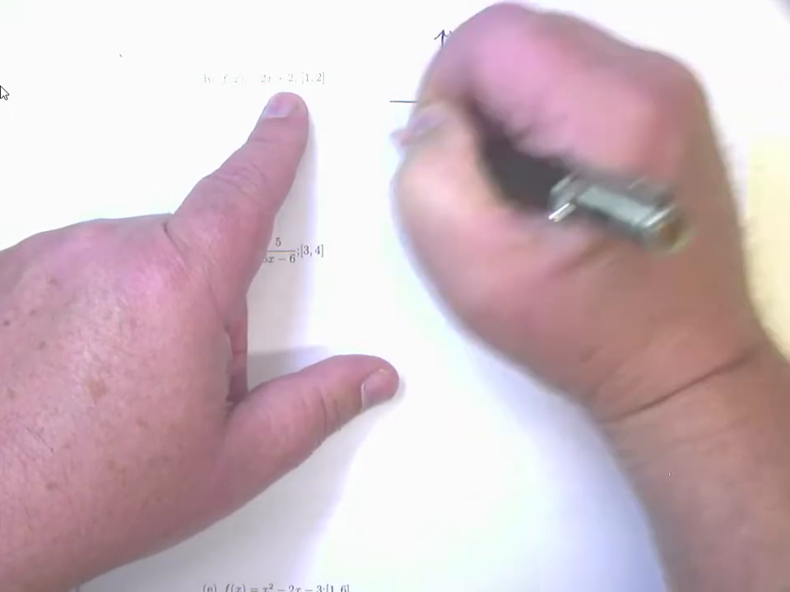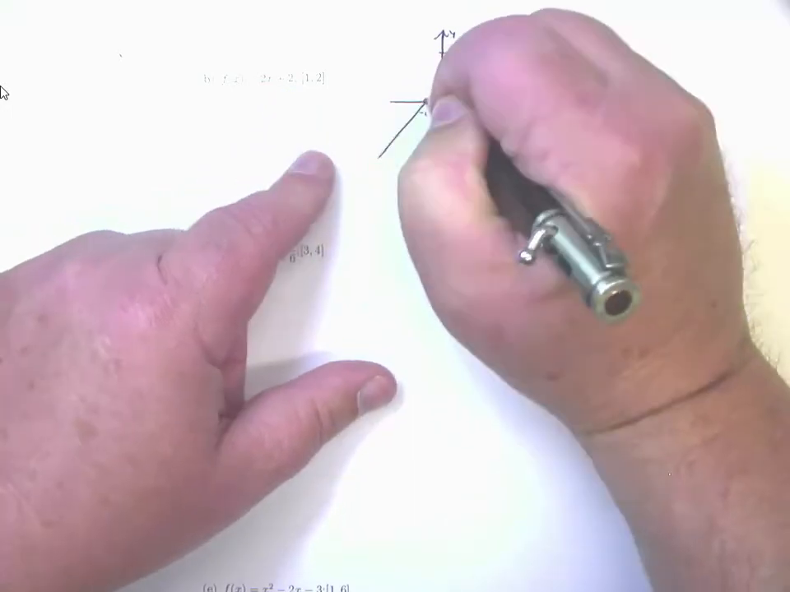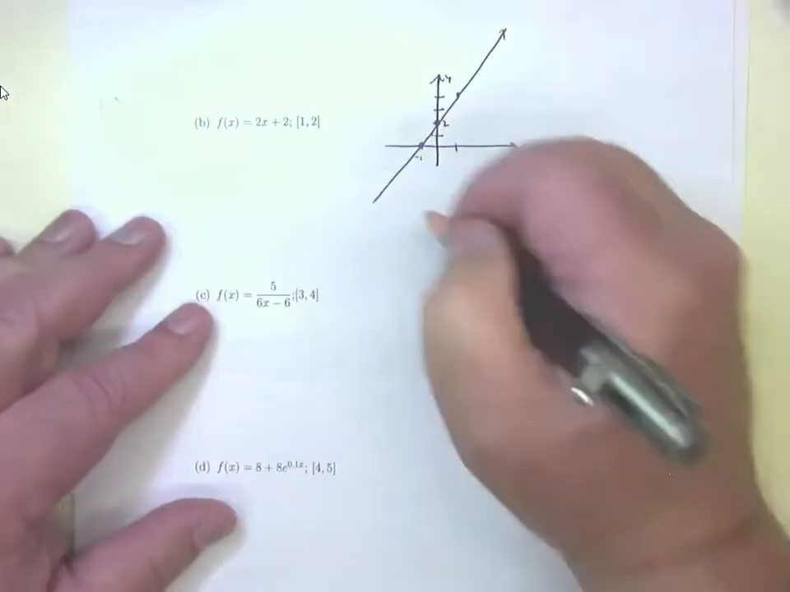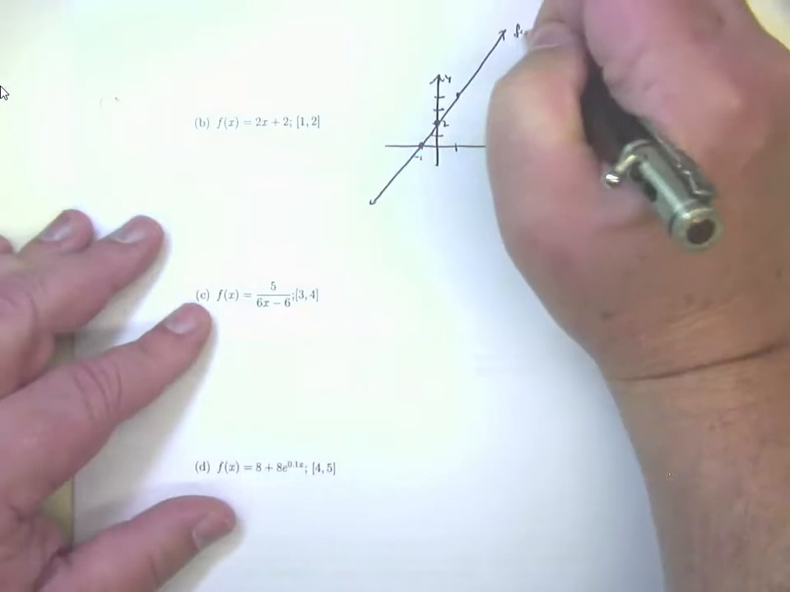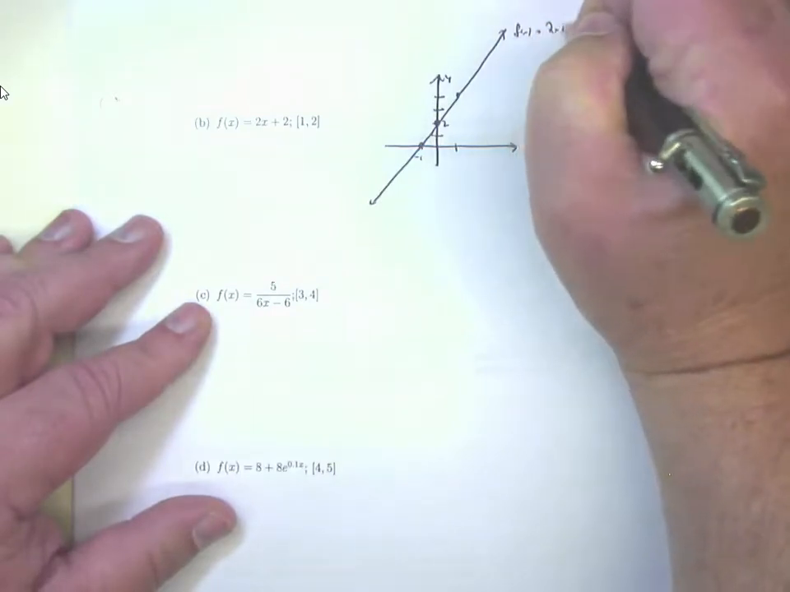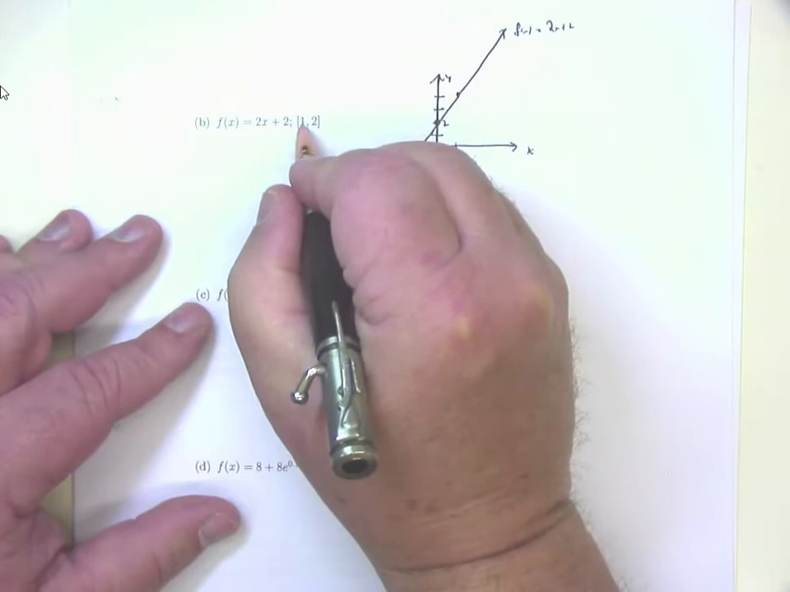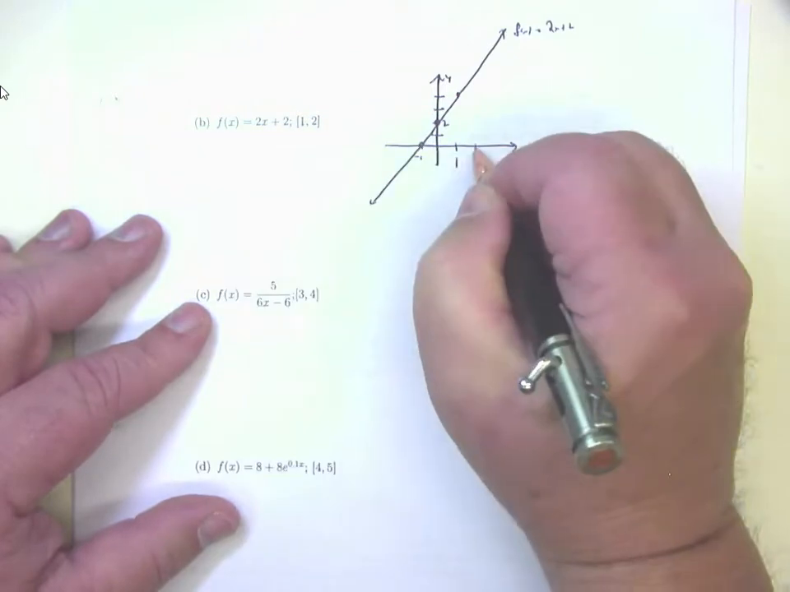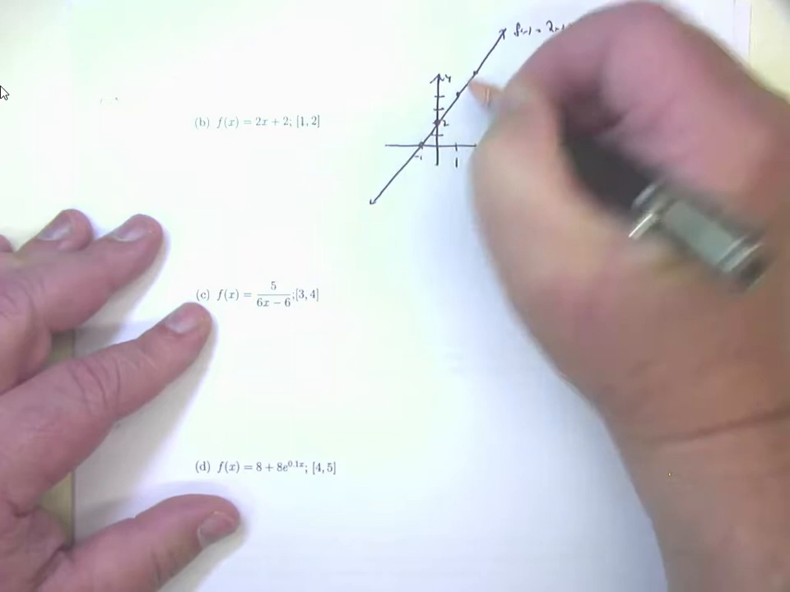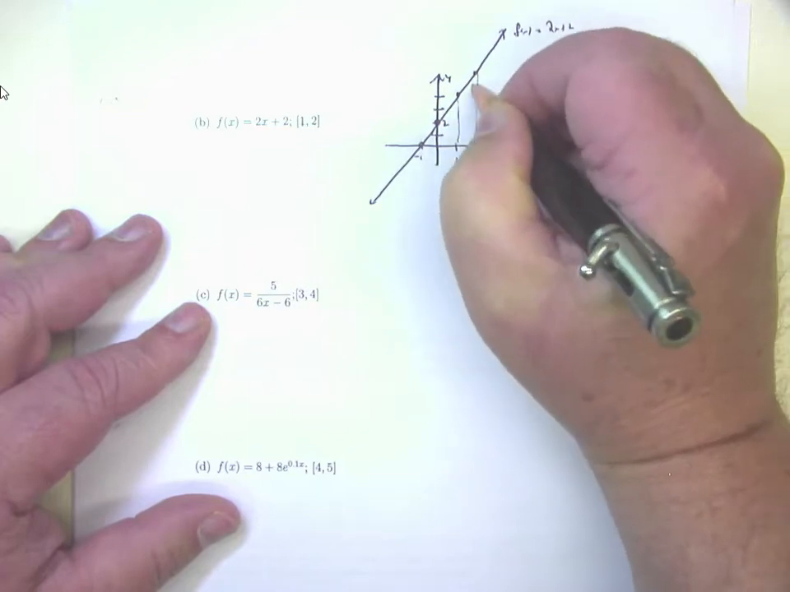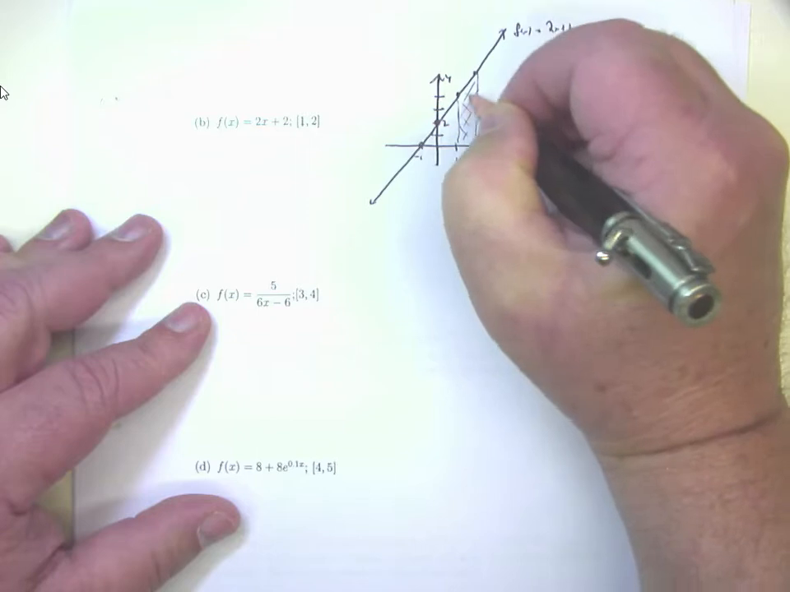And you notice you get a bunch of dots in a line, and just connect your dots. And this is your line. This is the graph of f of x equals 2x plus 2. Now, we want to figure out the total area between the curve, between 1 and 2. Here's 1. 2 is going to be right about there. And so we want to know what this area is in here.